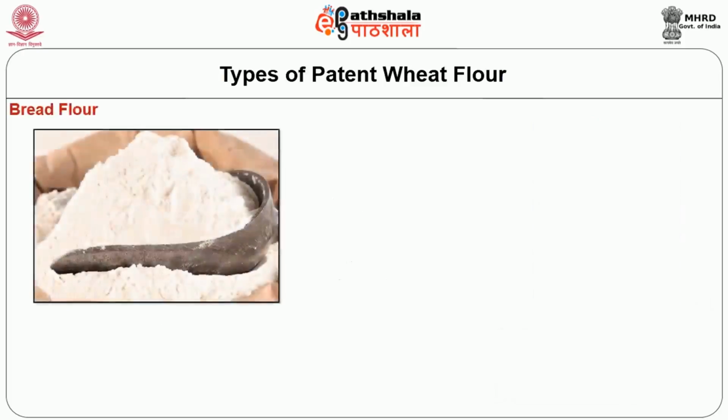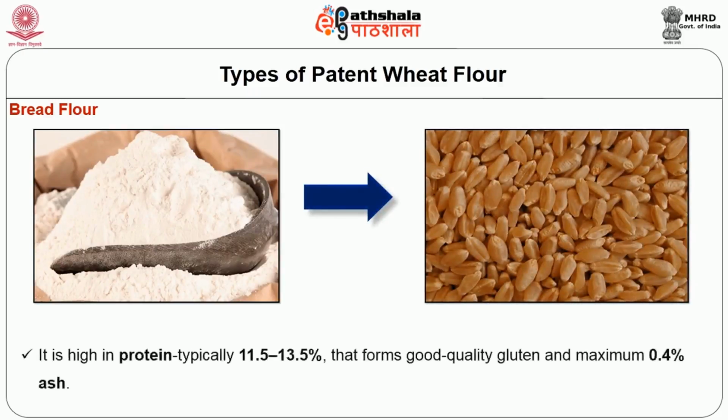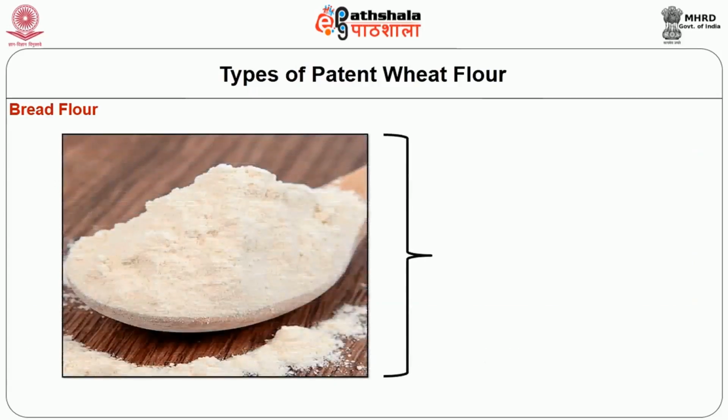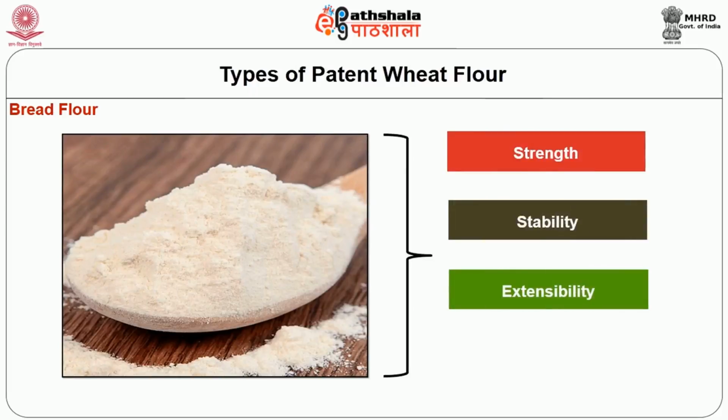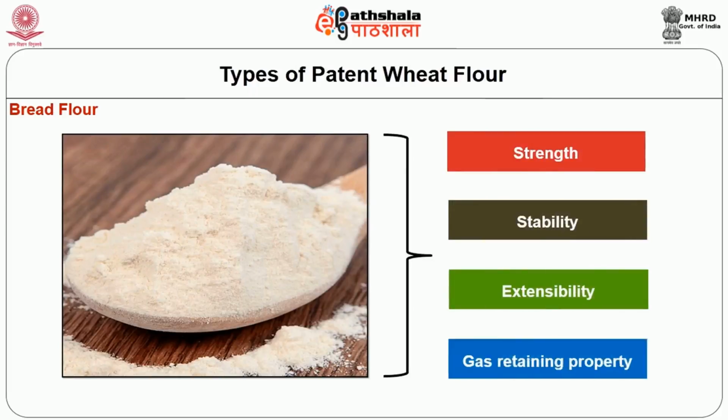Bread flour. The flour used for bread making is generally obtained from hard wheat. It is high in protein, typically 11.5 to 13.5%, that forms good quality gluten, and maximum 0.4% ash. This flour should form gluten of necessary strength, stability, extensibility, and gas retaining property.